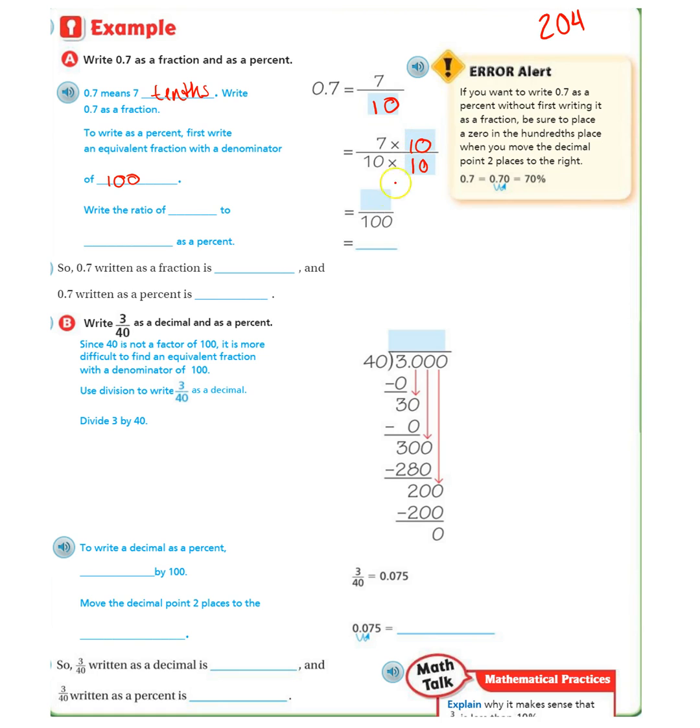So 7 times 10, that's going to be 70, and we already said 10 times 10 is 100. So write the ratio of 70 to 100 as a percent. Percent just means per 100, so how many per 100? 70%, 70 per 100. So 0.7 written as a fraction is 7 tenths, or we can write it as 70 hundredths, and as a percent it would be 70%.